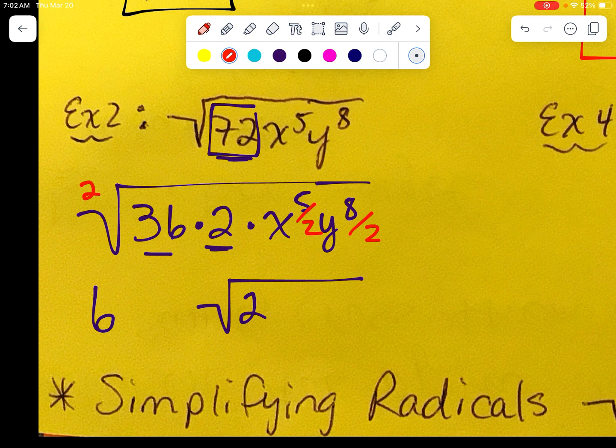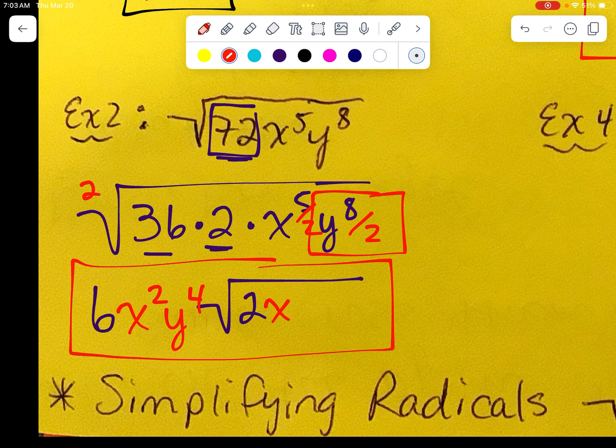So x to the 5th is odd. How many times does 2 go into 5? It only goes in there twice with a remainder of 1. And then we jump over to our y to the 8th. If I do 8 divided by 2, that is 4. And this would be our answer.